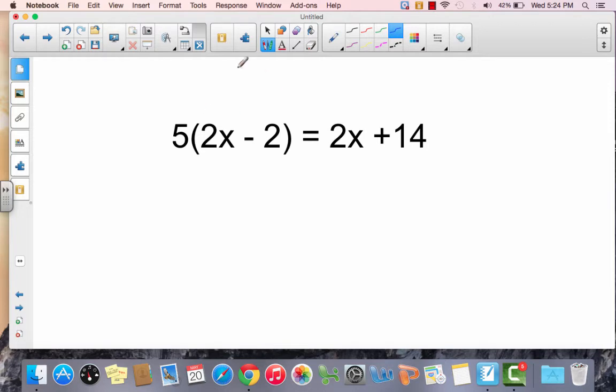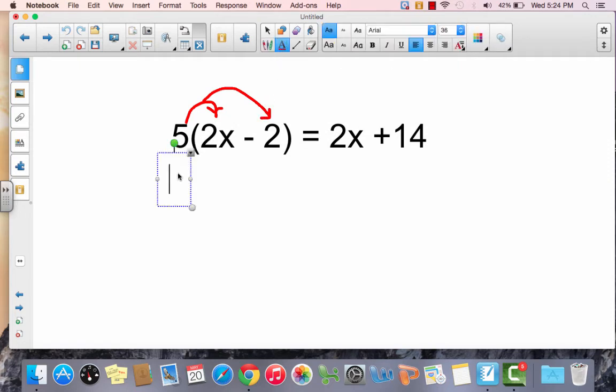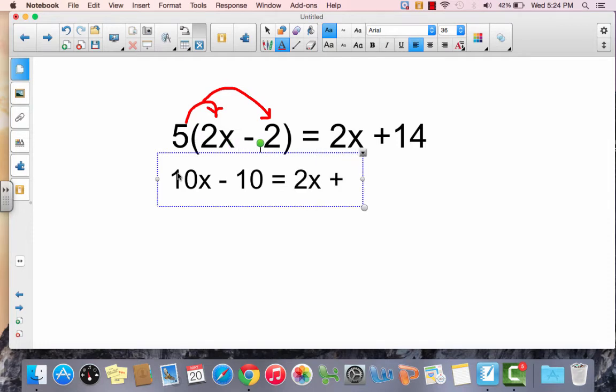So again, I see parentheses on the left-hand side, so I'm going to distribute first. We multiply 5 by both of these terms. And so my new equation would be 10x minus 10. And on the right-hand side, there was not any parentheses to eliminate, so that's going to come down just as it is.